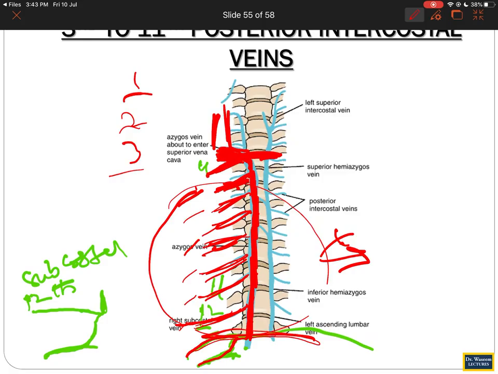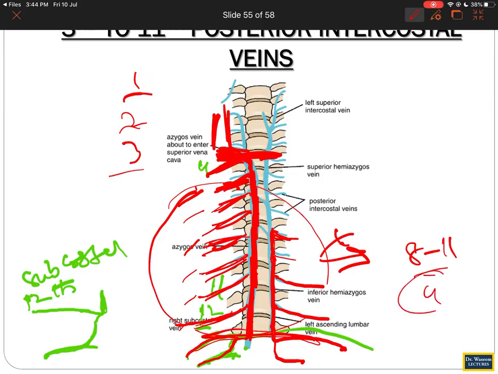But this is only the business on your right side. What happens on the left? On the left side, the same thing will happen. The ascending lumbar vein on the left side will join with your subcostal vein to form, this time not the azygous, but the hemiazygous. That will receive the 11th, 10th, 9th and 8th. Means from 8 to 11, it will receive 4 posterior intercostal veins.